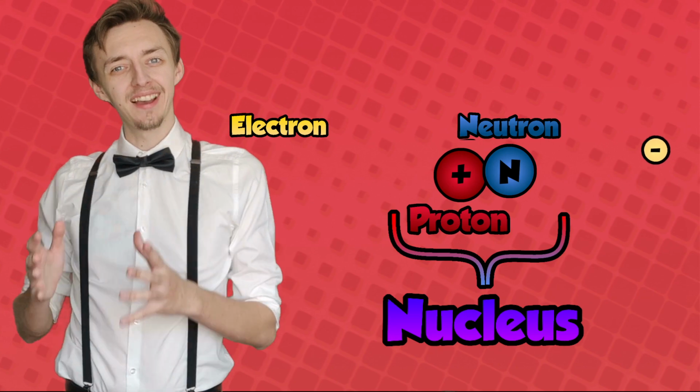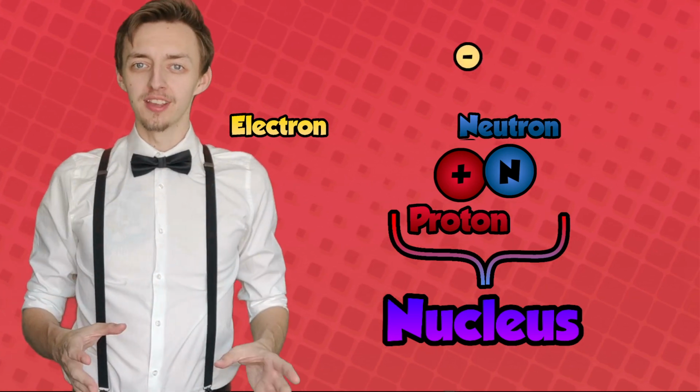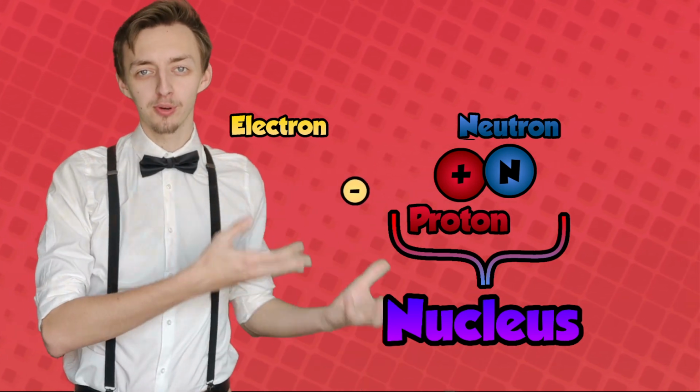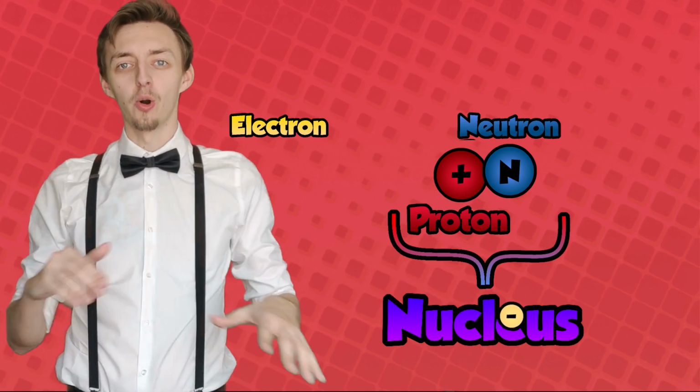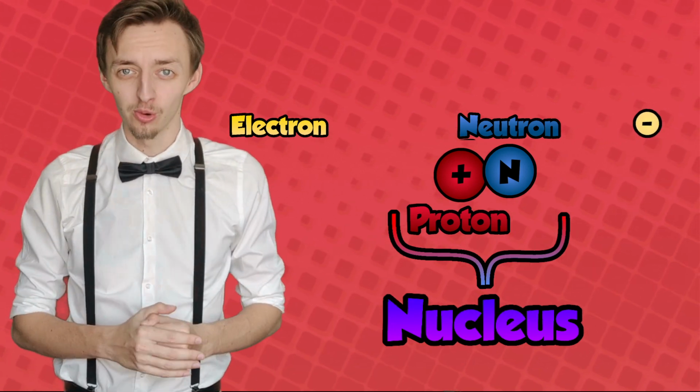Electrons hold a negative electric charge, and because of this, when there is an equal amount of protons and electrons in an atom, it holds no charge, it's completely neutral. So that is the basic structure of an atom. However, the number of subatomic particles within the atom will change depending on what element it is.